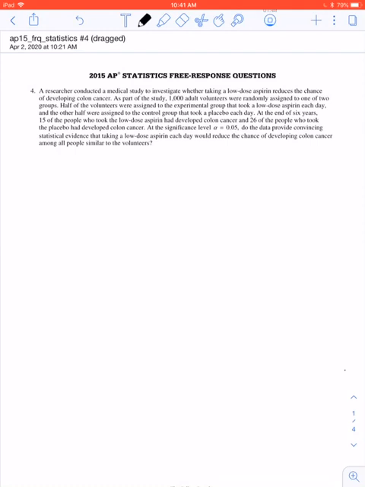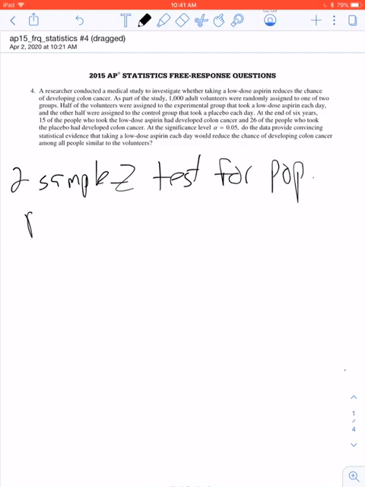Alright, so the first thing I need to do if I'm going to get full credit on the AP Stats exam is I need to tell them the procedure that I plan to use when I run this test. And the procedure that I plan to use is a two-sample z-test for population proportions. Okay, a two-sample z-test for population proportions. The second thing I need to do is define my parameters.